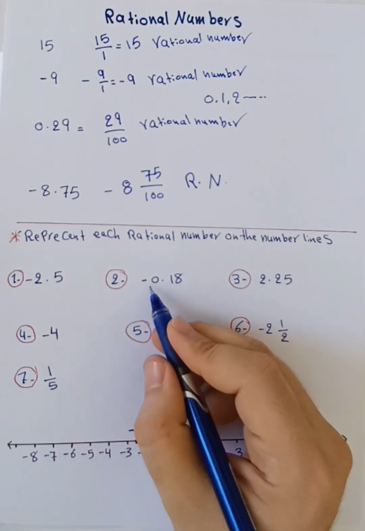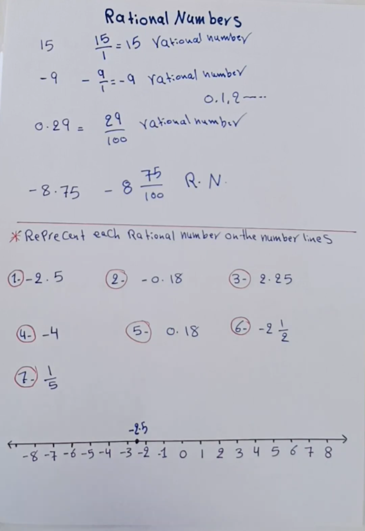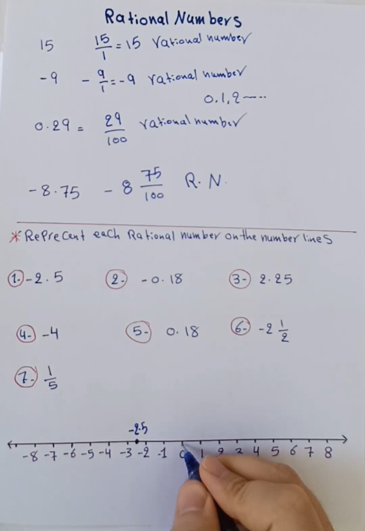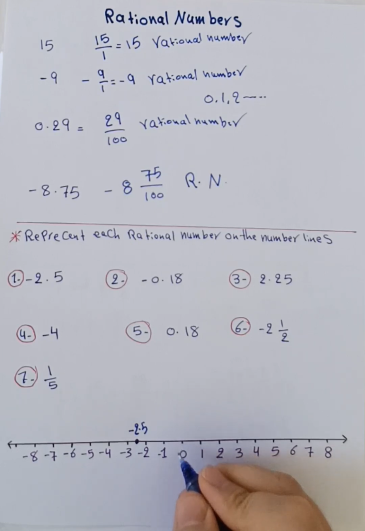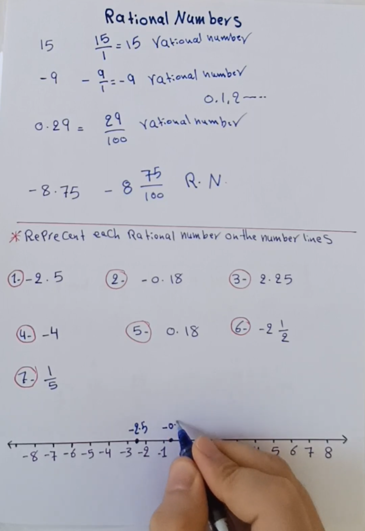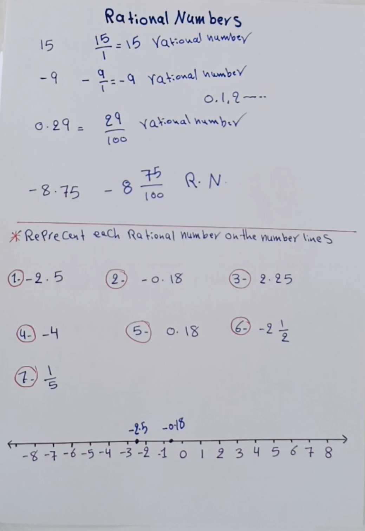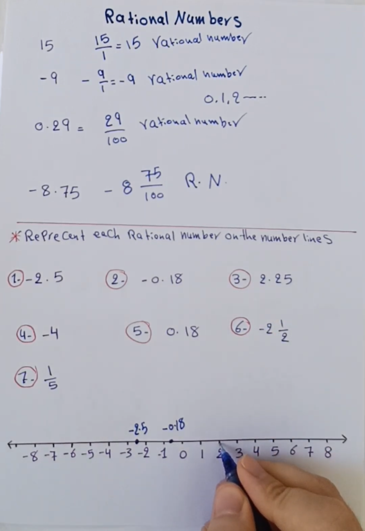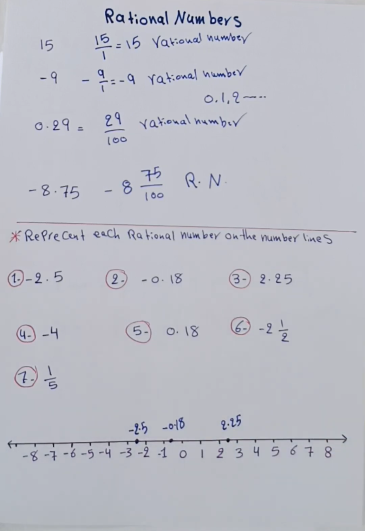After that we have negative 0.18. This point is 0, and negative 0.18 should be here. This point is negative 0.18. After that you have 2.25. This is 2, and 2.25 should be here. After that we have negative 4. This point is negative 4.